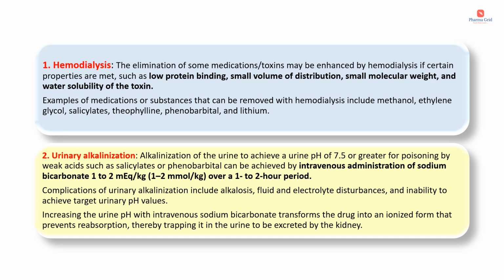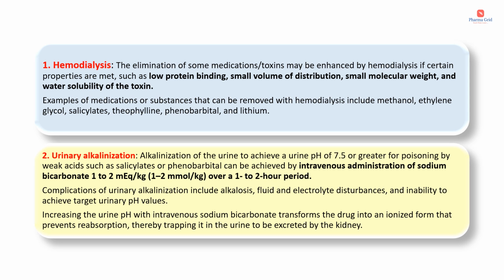So this alkaline diuresis or urinary alkalinization is usually preferred for poisoning by weak acids such as salicylates or phenobarbital, and here we are mainly administering the intravenous sodium bicarbonate in a dose of 1 to 2 milliequivalent per kilogram over a 1 to 2 hour period. Complications of urinary alkalinization include alkalosis, fluid and electrolyte disturbances, and inability to achieve target urinary pH values.